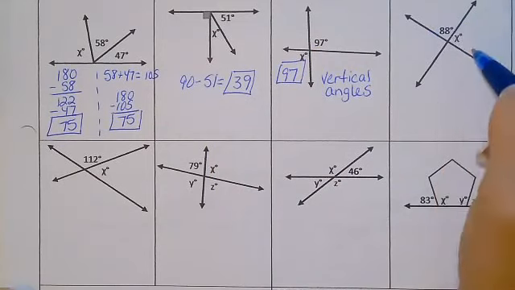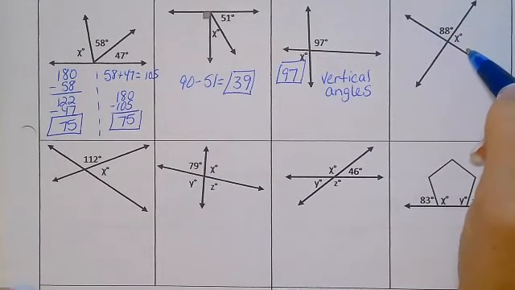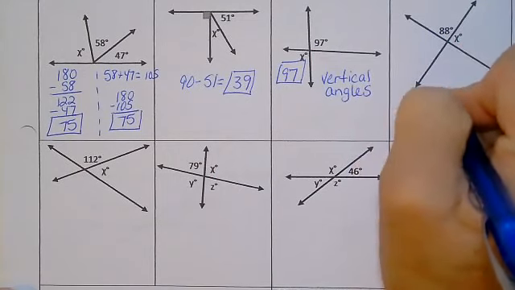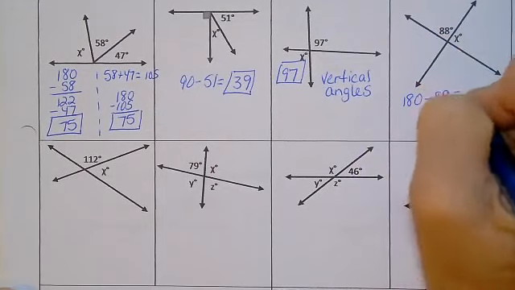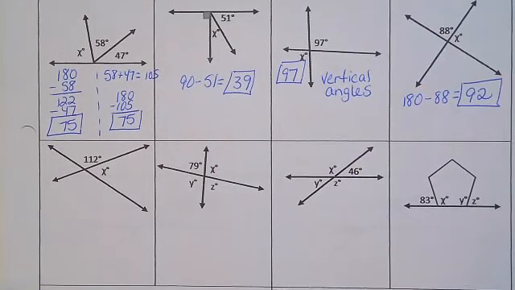All right, these are a supplementary pair. So we have an acute and obtuse together equal 180. So I'm going to subtract 88 from 180. So x equals 92.